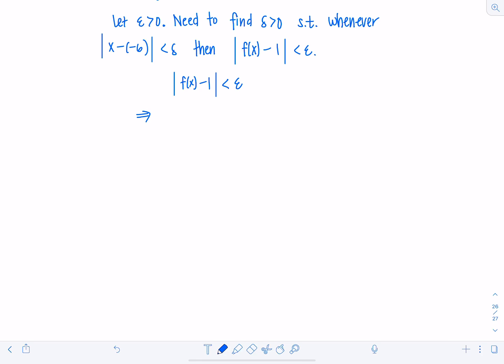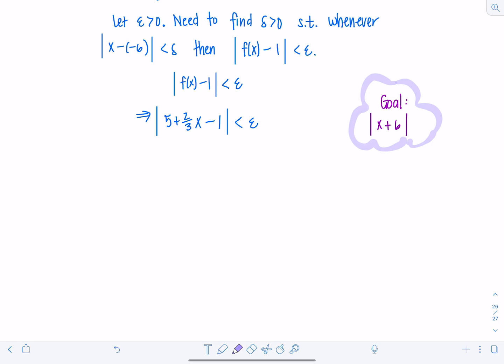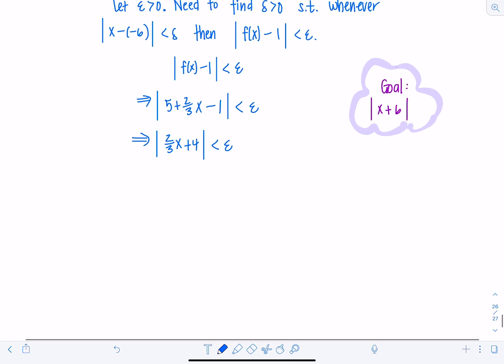Then you replace f of x with the function you have there. In this case, that's absolute value of 5 plus 2/3 x minus 1 is less than epsilon. And if you want to remind yourself, what's your goal? I'm trying to have x minus a pop back up in there somewhere, because then I have my delta. So I want to see x plus 6 in the expression somewhere. Okay, we'll get there, we'll get there. So now I have absolute value of 2/3 x plus 4 is less than epsilon.